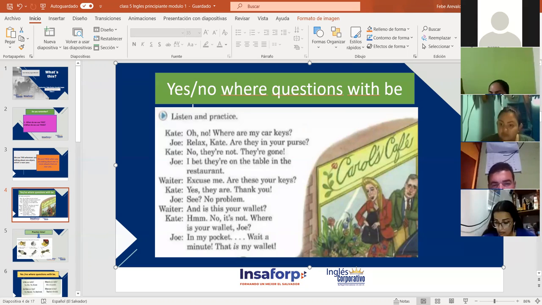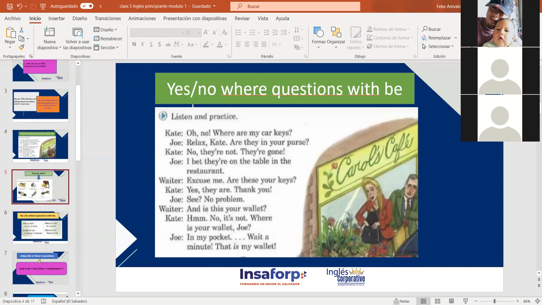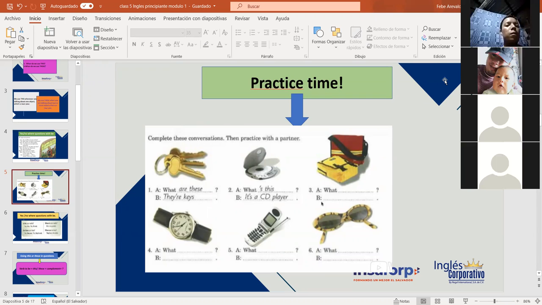Excellent, thank you everyone. And yeah, we have no one else. Let's go with the following. This was an exercise for last class. Some of you participated, others weren't able to participate. And let's get your answers. For example, number one, what are these? They are keys. What's this? It's a CD player. Let's go with Alejandro, number three. What do you have for number three?